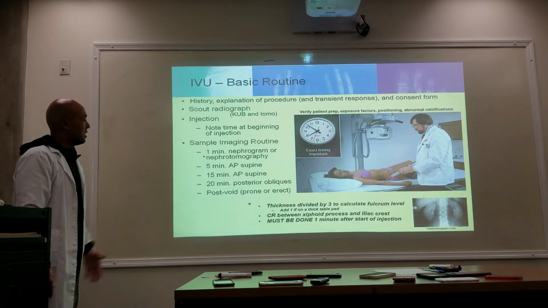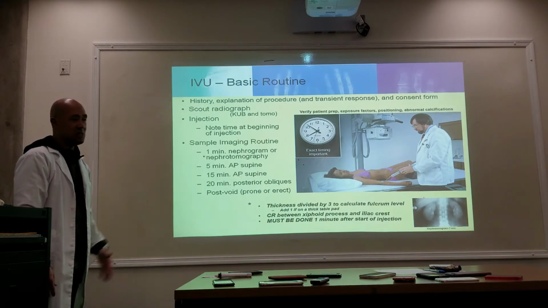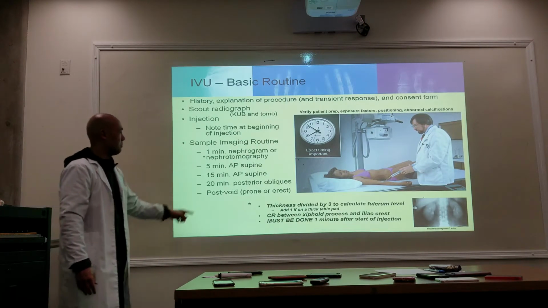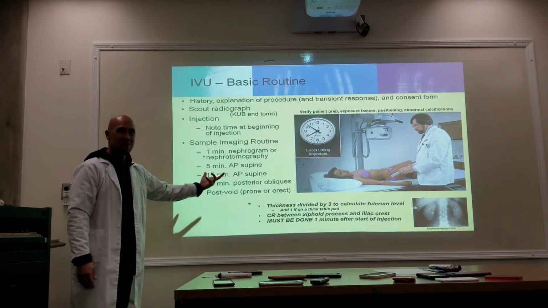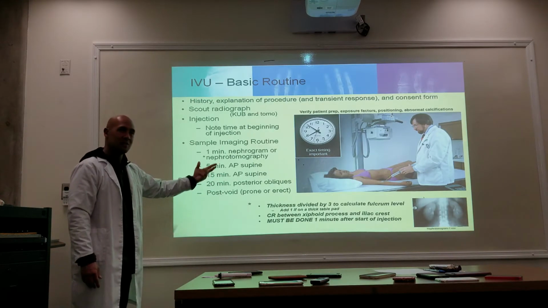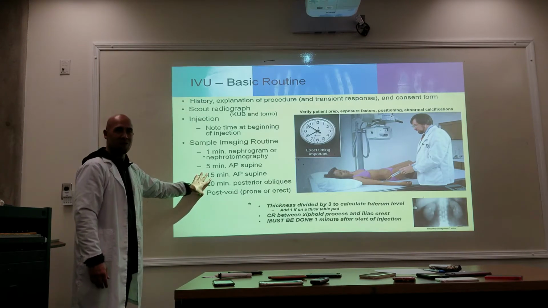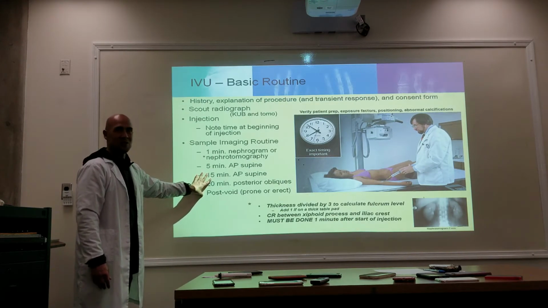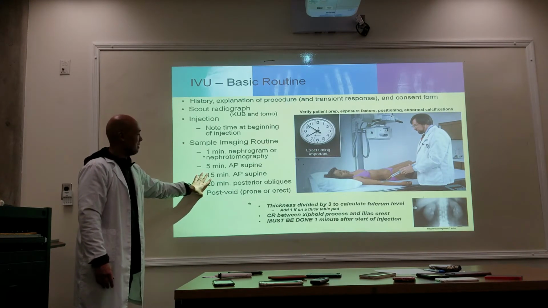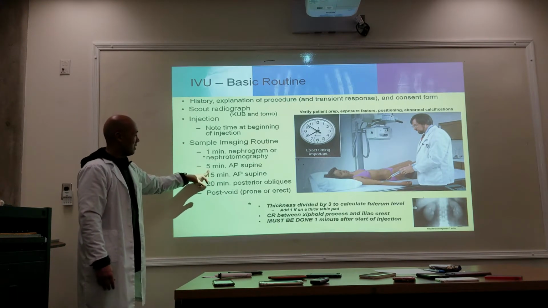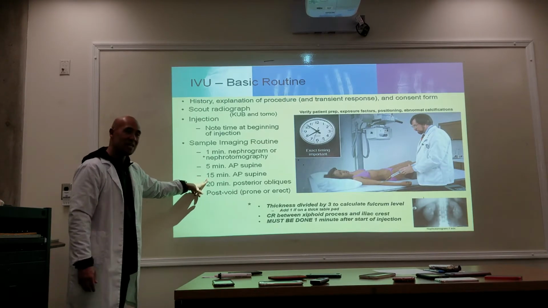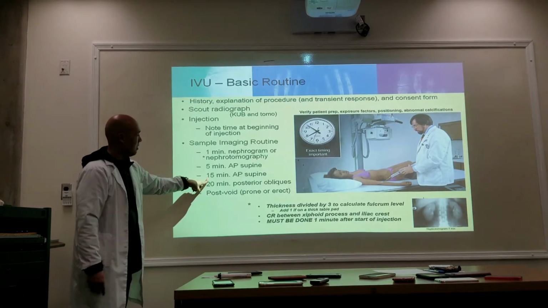Then your next shot is going to be your 5-minute shot, AP, supine. Again, there's your KUB. These are all KUBs now. This is a simple part. This is like the small bowel series. Remember small bowel series sounded like very, very complicated? When all it is just a series of KUBs. So now you have your 5 minutes. You have your 10 to 15 minutes, depending on your protocol.